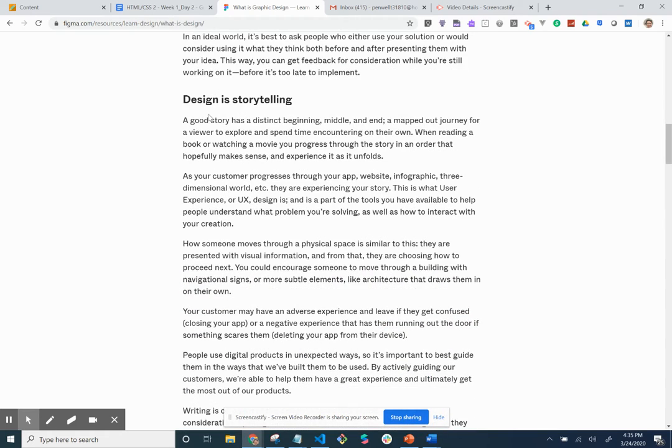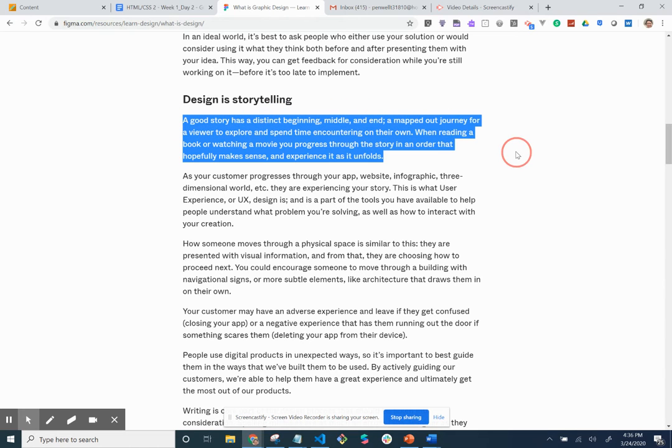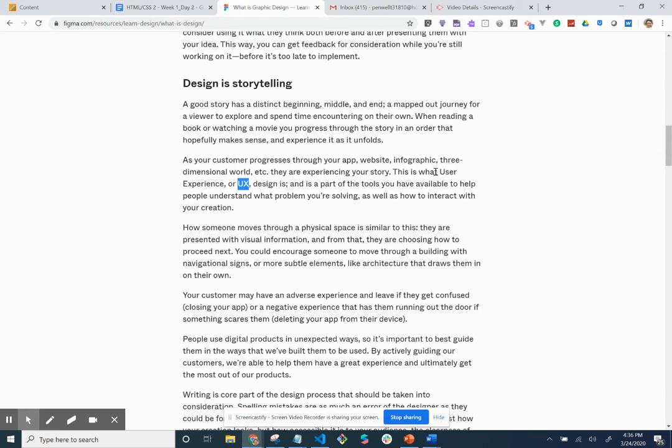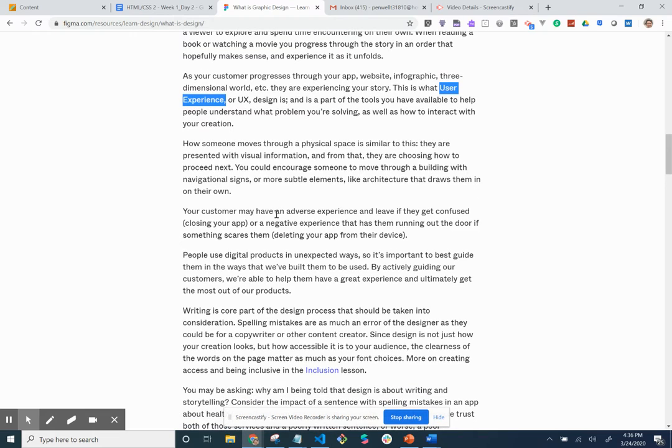Design is storytelling. A good story has a distinct beginning, middle, and end. It's mapped out, and it gives the user a good experience, which is considered UX, or user experience. How someone moves through a physical space is similar to this. They are presented with visual information, and from that, they are choosing how to proceed.